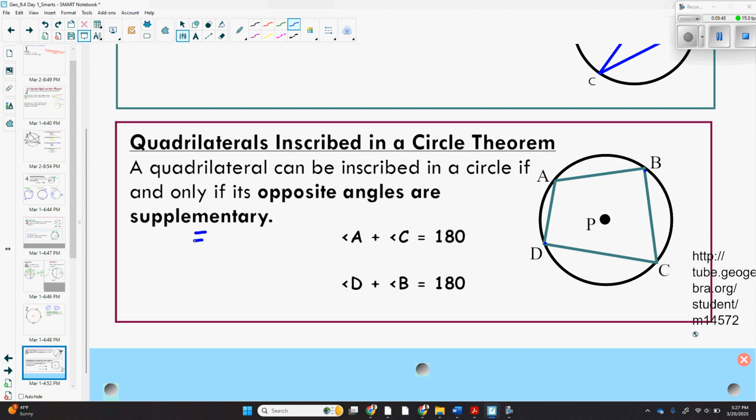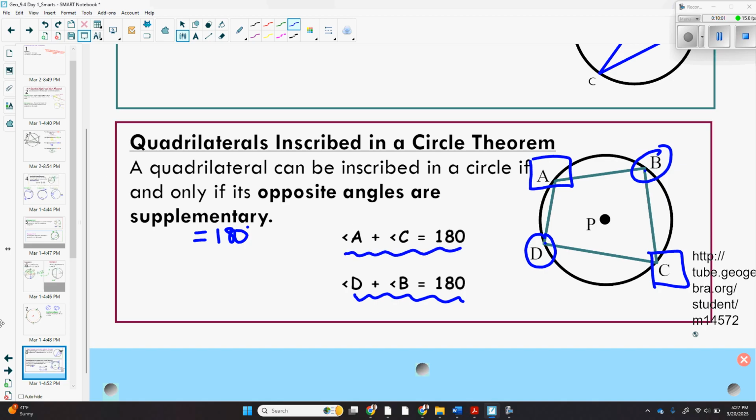And so therefore, these opposite ones here, B and D, are going to add to 180, as well as C plus A. Those are also going to add to 180 degrees. So let's use that to our advantage as we try the next few problems.